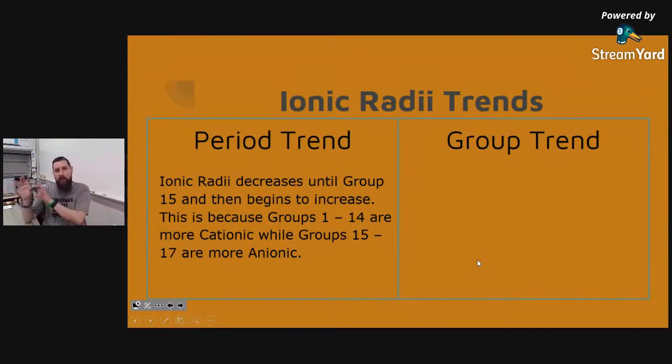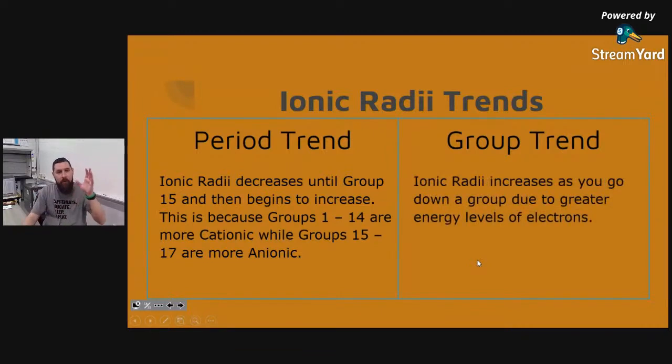So what you get for the period trend is a decrease through your metals that are forming cations, and then at group 15, a sudden increase in radius, because now I'm dealing with nonmetals that gained electrons, and then a decrease again. For group trend, all the way down, we see ionic radius increasing because you've got a greater energy level of electrons.